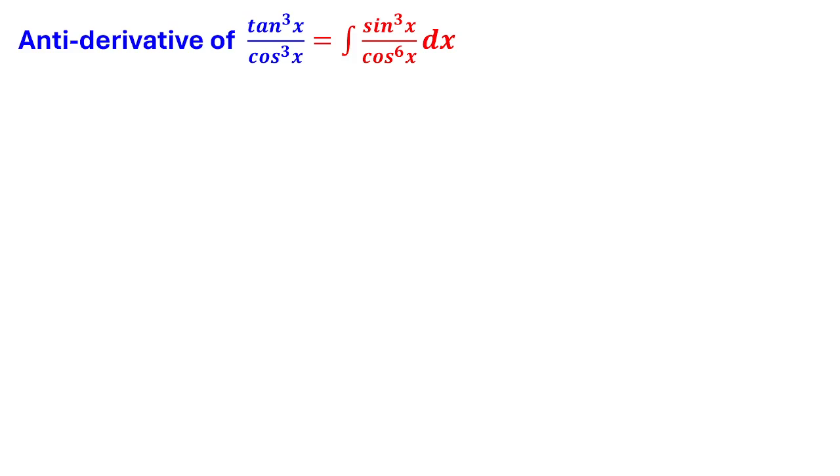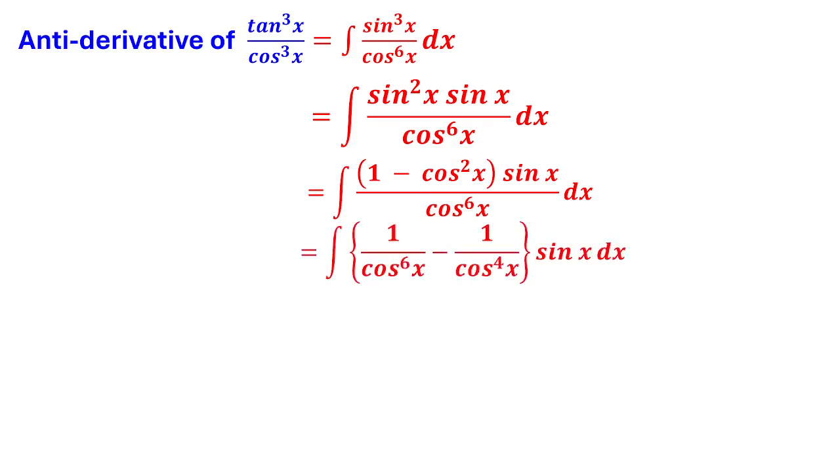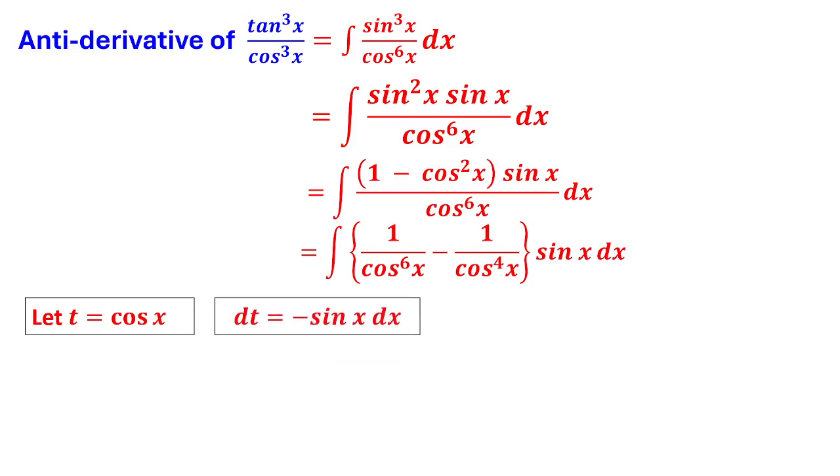It is sin cube x by cos power 6, which can be written as sin square x into sin x by cos power 6. Sin square can be written as 1 minus cos square, into sin x by cos power 6. Now you got an idea. This integral contains the derivative of cos x, which is sin x dx. Therefore, I am replacing it by t is equal to cos x, dt is equal to minus sin x dx, but I have only sin x dx, therefore it is minus dt.